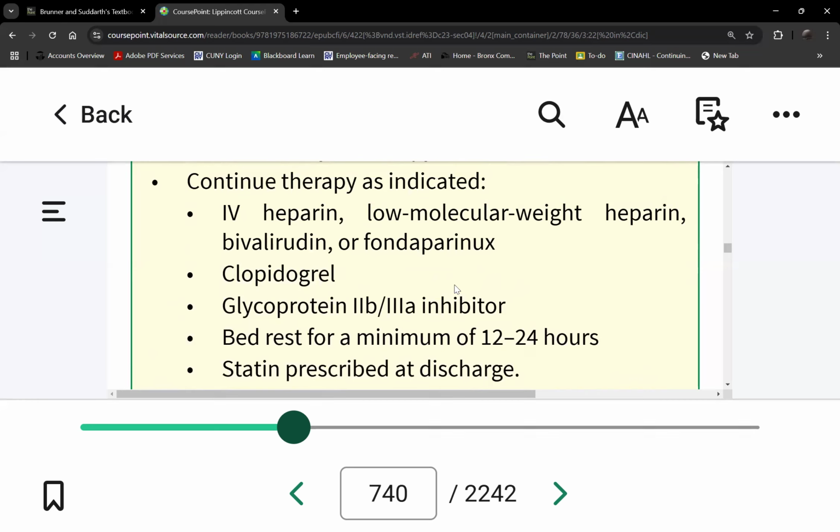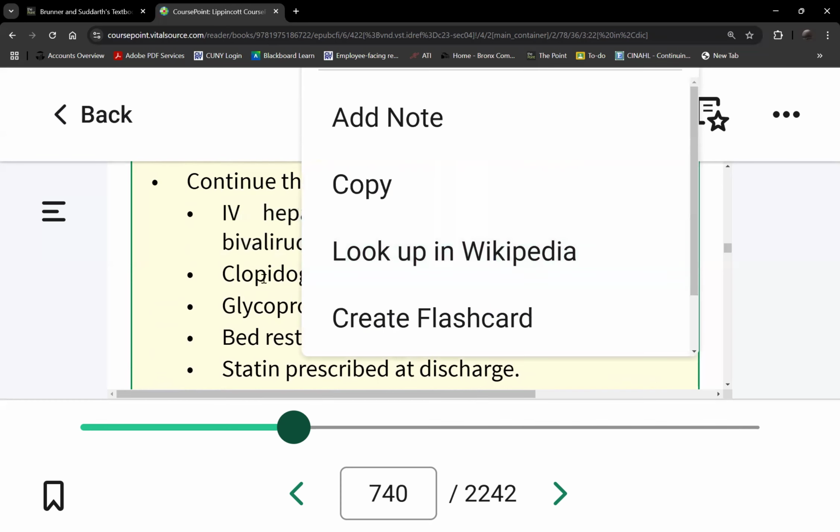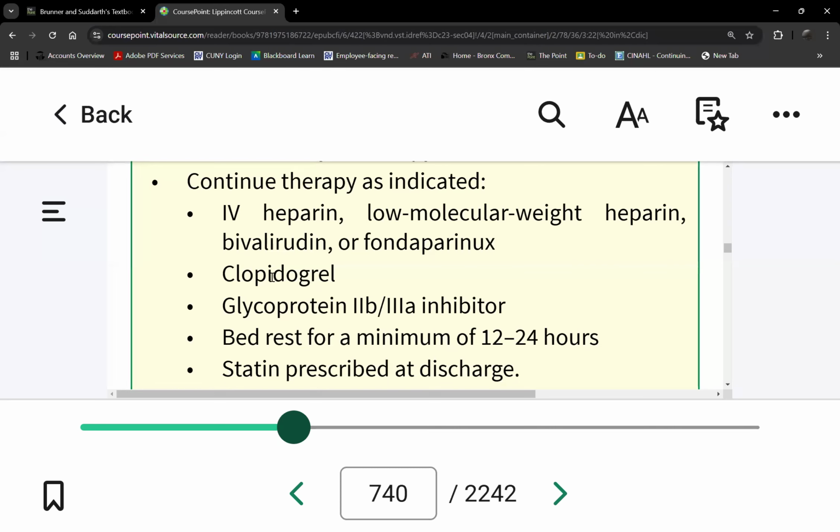And when these patients are discharged, obviously these ones here are only given in the hospital, right? But make sure when they go home, what medications are they going home with? Tell me. After a heart attack or after any acute coronary syndrome. Aspirin? Aspirin. What else?